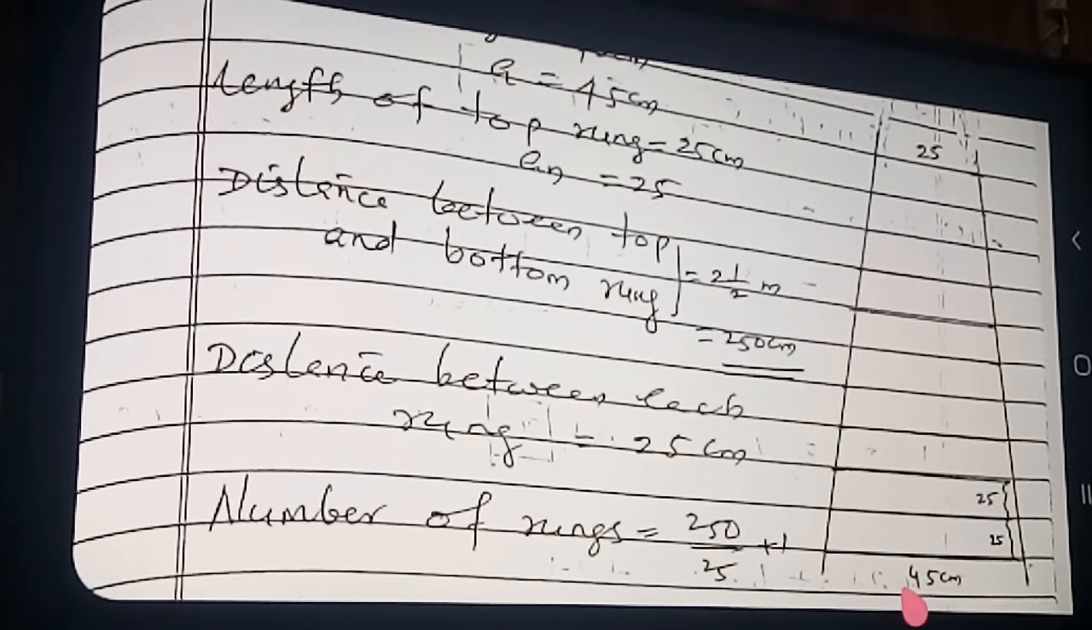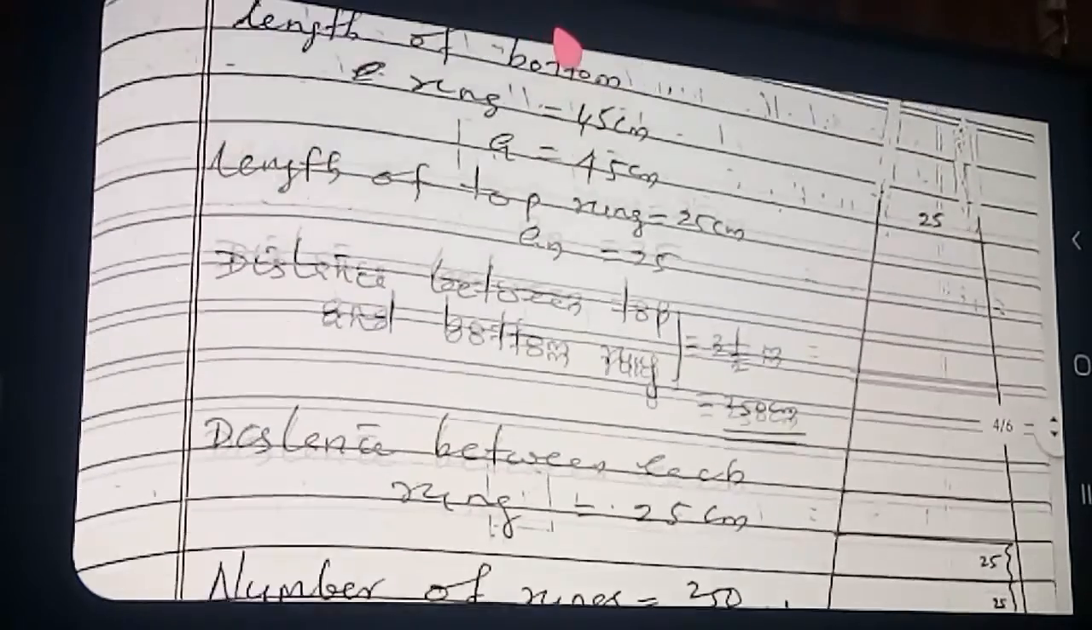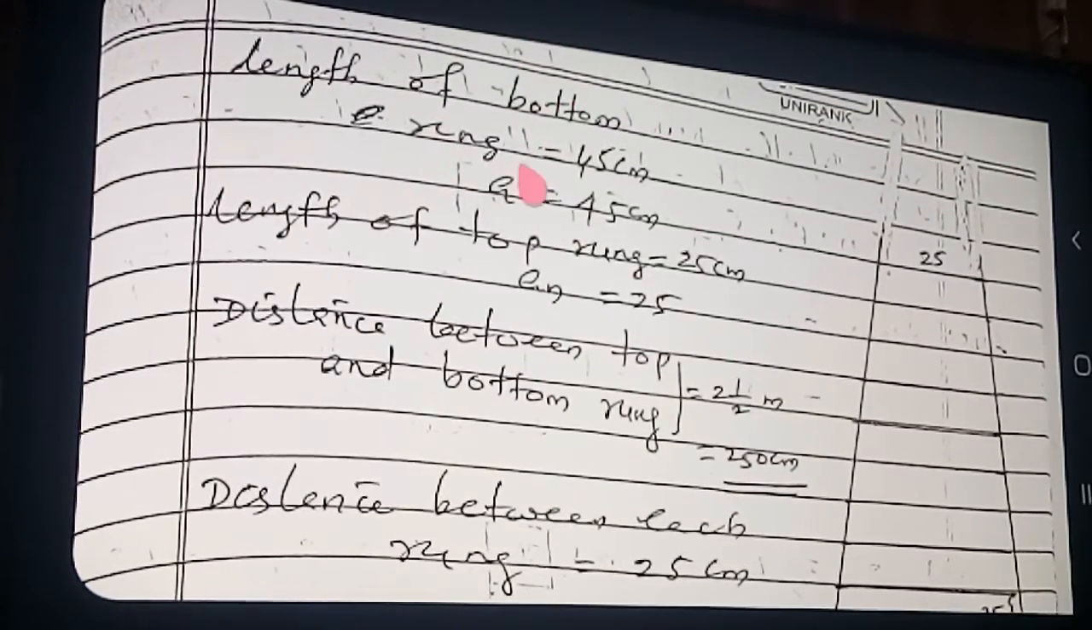But the bottom rung's length is known and the top rung's length is known. That means the first term and the last term are known. They are decreasing uniformly, as already given. Got it? The first term is given as 45, and the last term is given as 25. I have written it here clearly. The length of the bottom rung, that is a, is 45 centimeters. The length of the top rung, that is an, the last term, is 25.